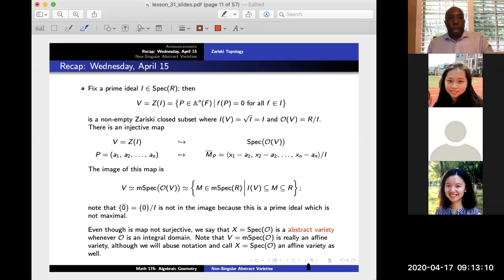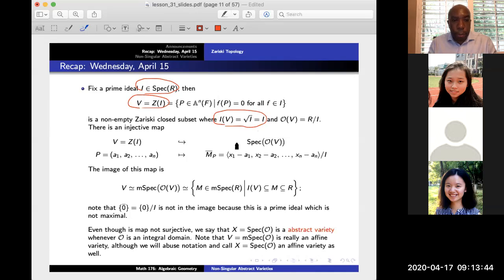Now remember that if we fix a prime ideal I sitting inside of our polynomial ring R, then we can talk about the zero set of this prime ideal. This here is what we mean by a non-empty Zariski closed subset. It's just going to be the zero set of something. And we realize that we can compute I(V) here now as the radical of I.